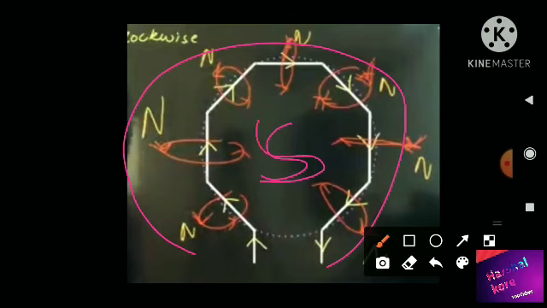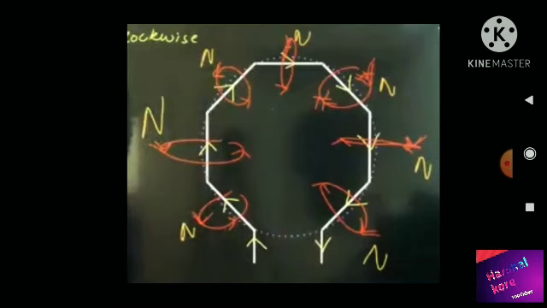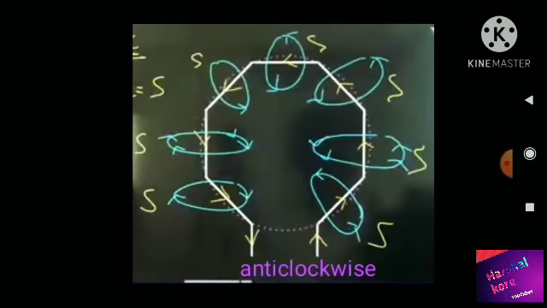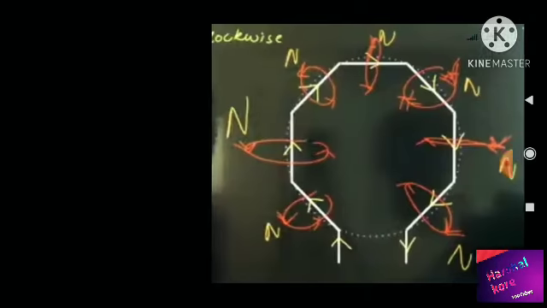Inside the magnetic field of the wire, it is the south side, and outside of the magnetic field of the wire, it is the north side. So this is the difference in a clockwise direction. So what about anti-clockwise? This is the clockwise direction of the force and the current.